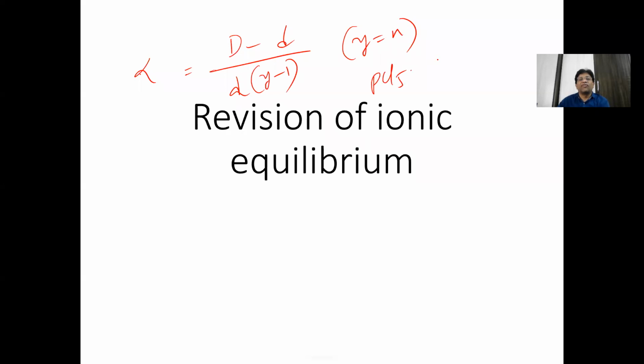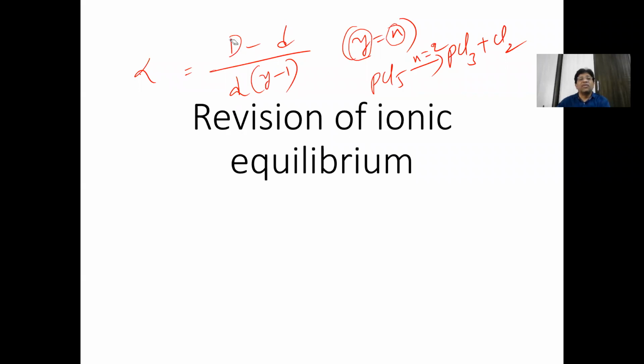Suppose you take PCl5. From one molecule of PCl5, how many particles will come? 2 particles will come, so the n value is 2 here. The n value means the number of particles coming from dissociation of one molecule. So n is nothing but y here. In some books y minus 1 will be taken, in some books n minus 1. Whatever it is, it is the number of particles minus 1.